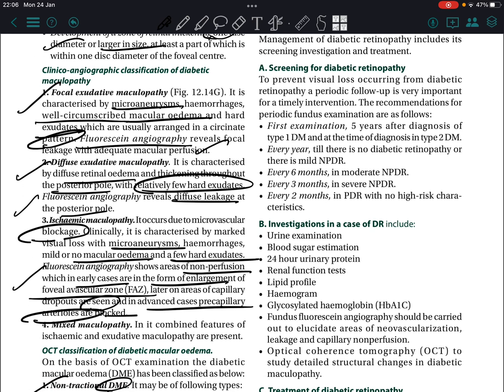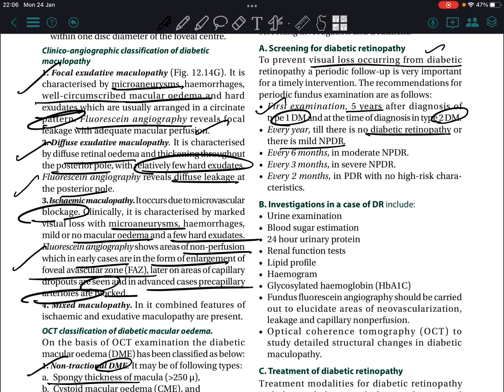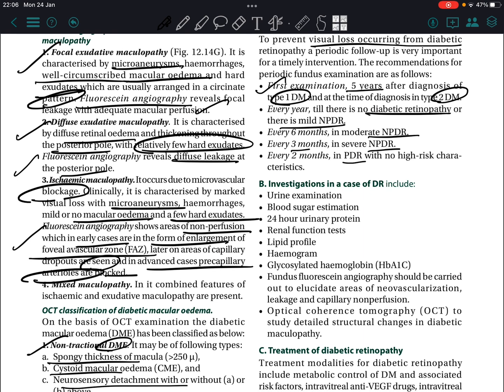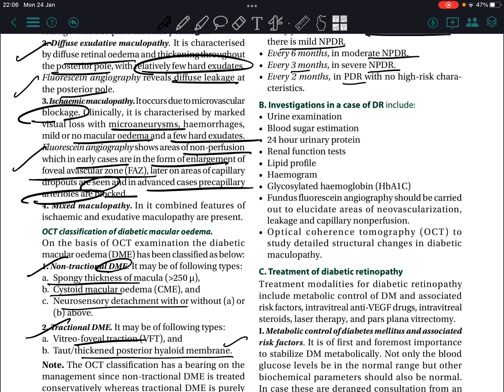Management: screening of diabetic retinopathy to prevent visual loss occurring from diabetic retinopathy. Periodic examination is recommended as follows. First examination 5 years after diagnosis of type 1 DM. At the time of diagnosis in type 2 DM. Every year if there is no diabetic retinopathy or mild NPDR. Every 6 months in moderate NPDR. Every 3 months in severe NPDR. Every 2 months in PDR with no high risk characteristics.